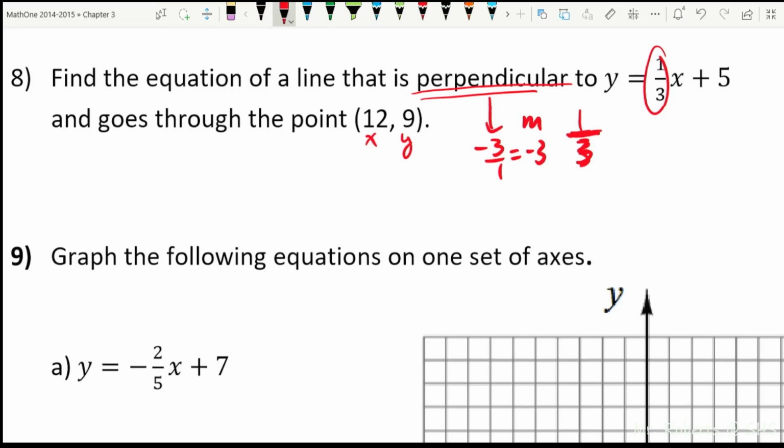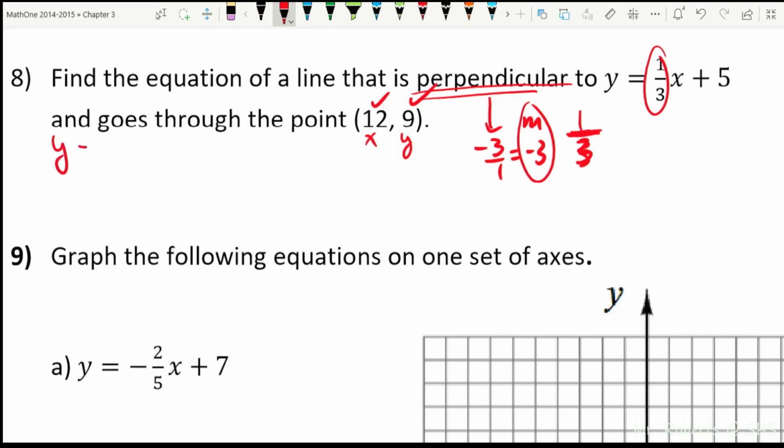So I've got the slope, right? The slope is -3. I've got an x value and I've got a y value. That looks like I've got point slope. I can go two ways. I can plug this into the point slope form of an equation, or I can solve for b. I'll solve for b today.